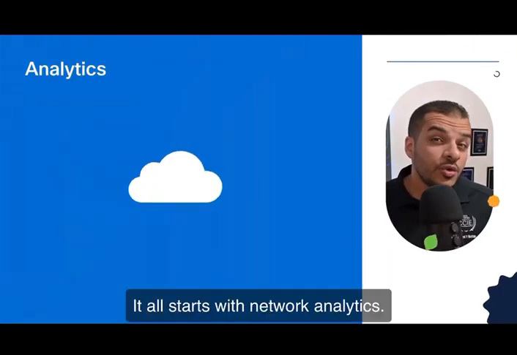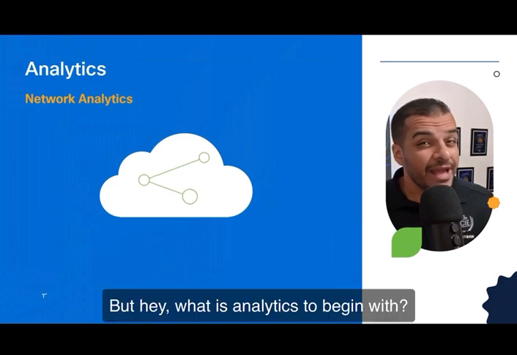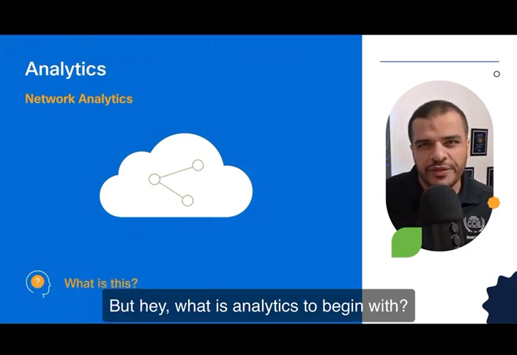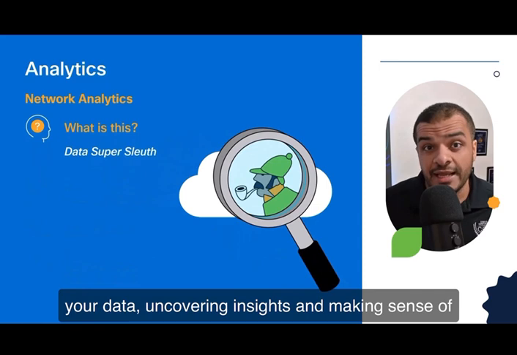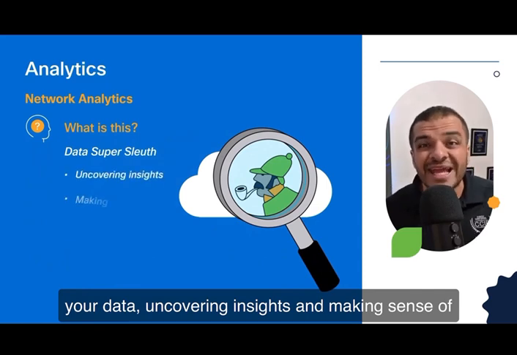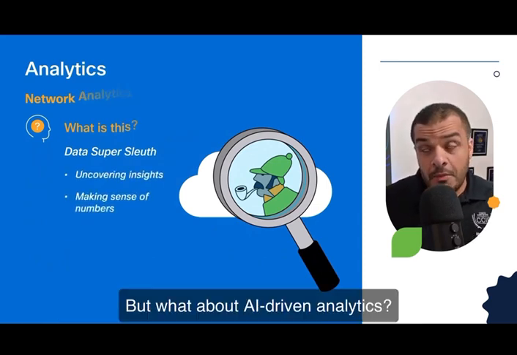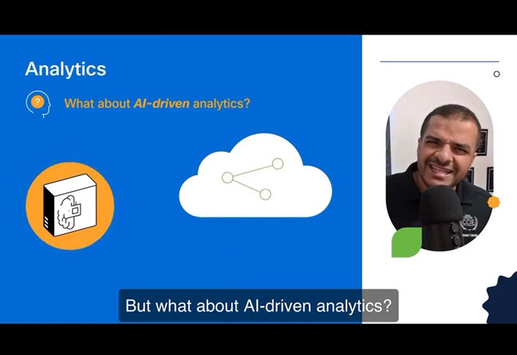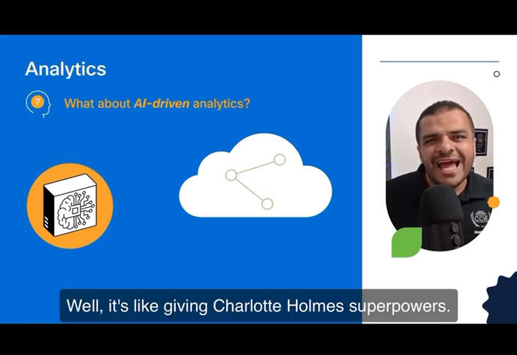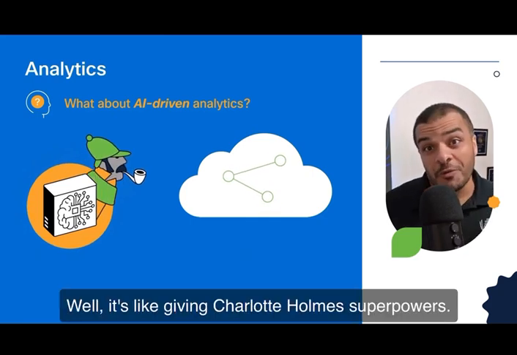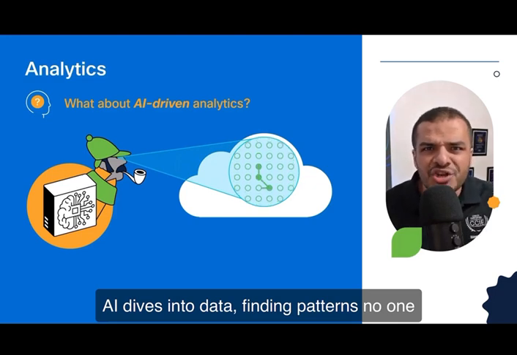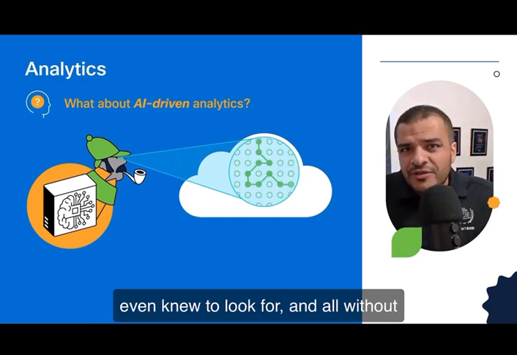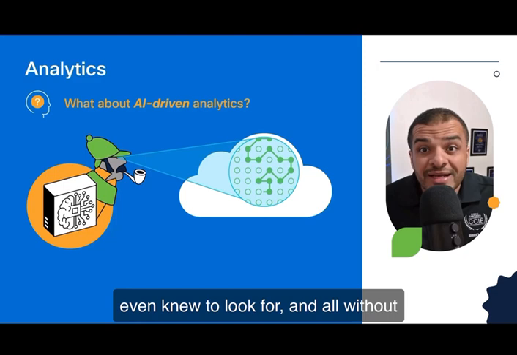It all starts with network analytics. But hey, what is analytics to begin with? Analytics is like having a super sleuth for your data, uncovering insights and making sense of numbers. But what about AI-driven analytics? Well, it's like giving Sherlock Holmes superpowers. AI dives into data, finding patterns no one even knew to look for, and all without a single line of code.